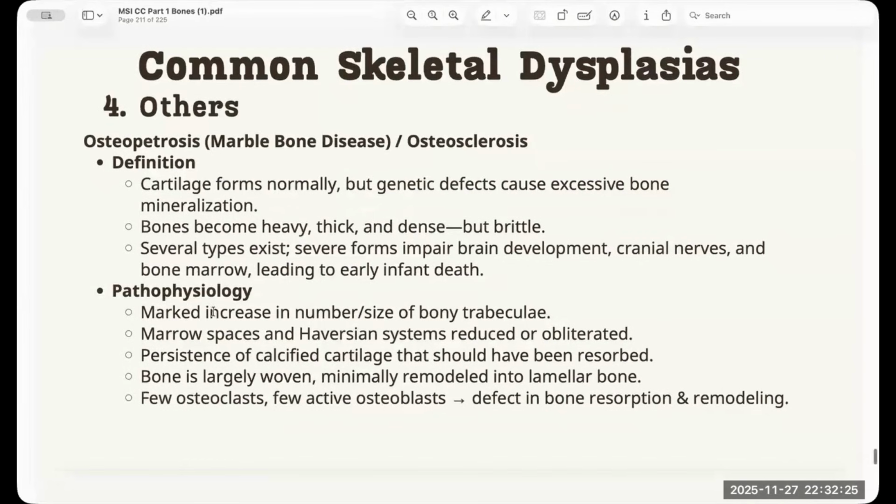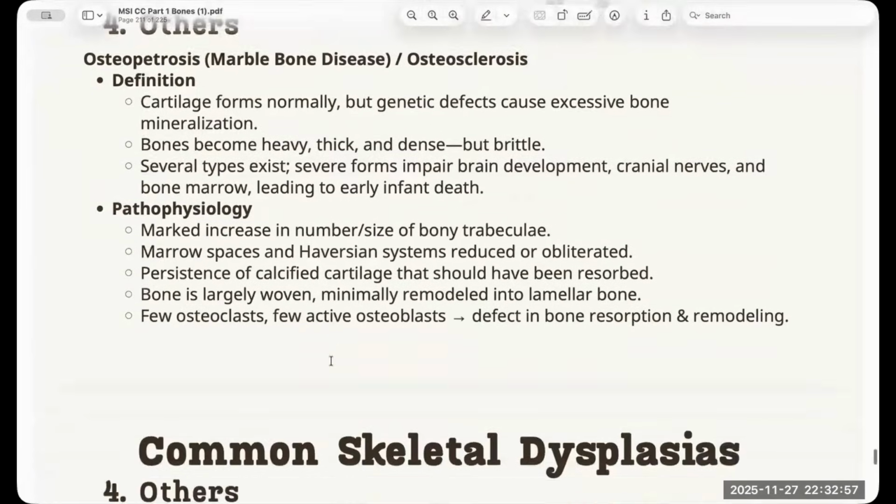Okay, the pathophysiology is basically an increase in the number of osteoclasts, the marrow spaces and Haversian systems are reduced or obliterated, and there is persistence of calcified cartilage that should have been resorbed. Also, the bone is largely woven and minimally remodeled into lamellar bone, which makes it more brittle. There are few osteoclasts, few active osteoblasts, and a defect in bone resorption and remodeling.